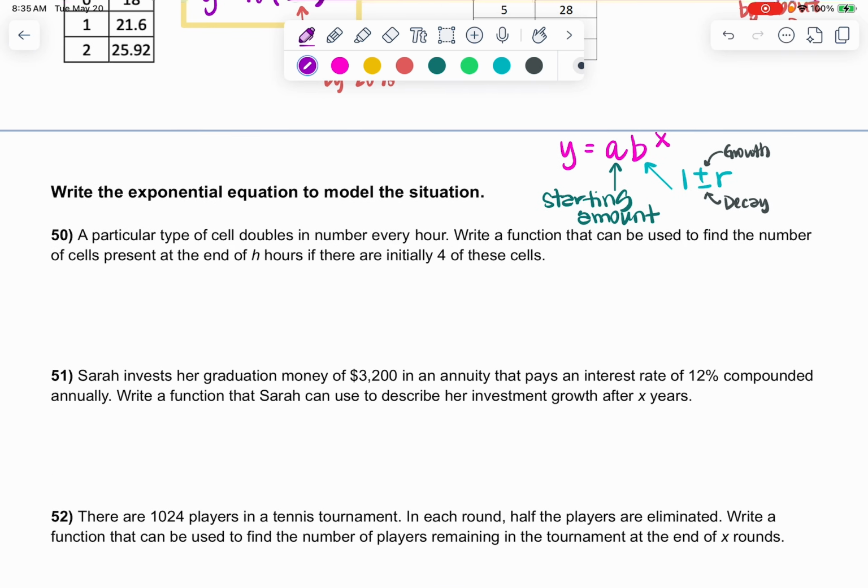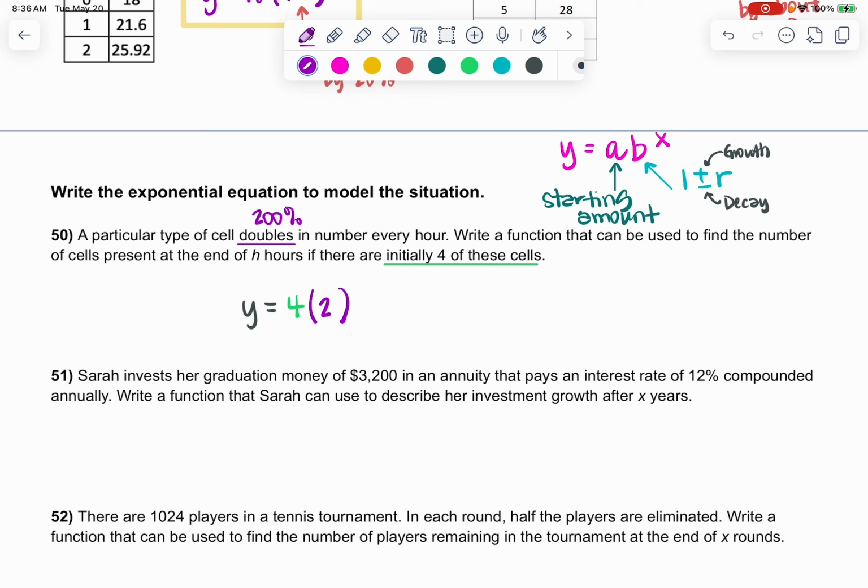A particular type of cell doubles. So that means doubles means 200%, right? I start with my 100% and it's now 200%. Every hour, write a function that can be used to find the number of cells present at the end of H hours if there are initially 4 of these cells. So initially being the starting number, right? So when we write our function, y equals, and our a value, I'm going to kind of color code this, is 4. And then in parentheses, it's going to be 2 because 200% as a decimal is just 2, right? Because you move the decimal 2 places to the left.